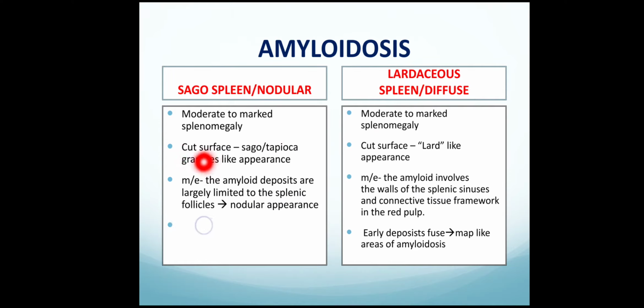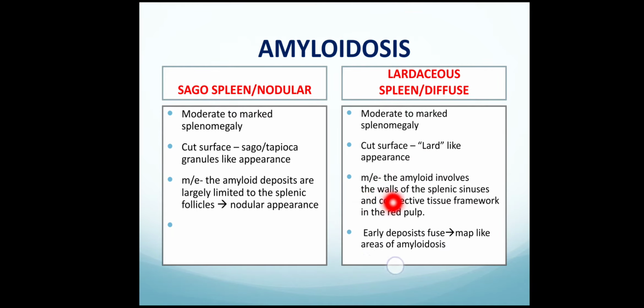Now the cut surface of sago spleen has a sago or tapioca granular like appearance. So sago in Hindi is called sabudana. So the appearance is like that, like white small granules on the cut surface. While on microscopy these deposits are mainly limited to the splenic follicles, so it gives a nodular appearance. So the nodules of amyloid proteins are seen in the microscopic sections. While in the lardaceous spleen, the cut surface has a lard like appearance. So what is lard? Lard is like pig fat. So the appearance is like lard, that's why it is called lardaceous spleen.